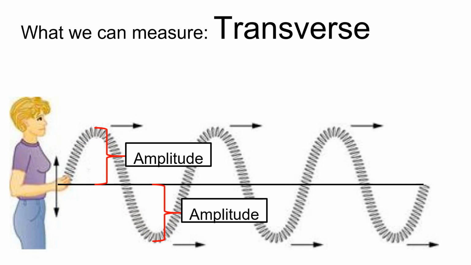Amplitude is indicative of how tall the wave is. And if it's a regular wave, the amplitude should be the same above and below.